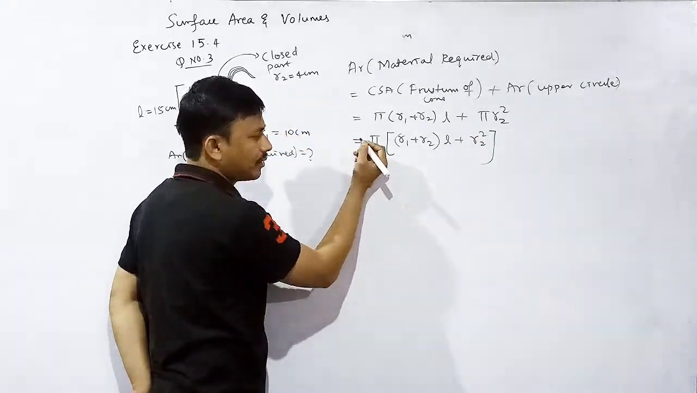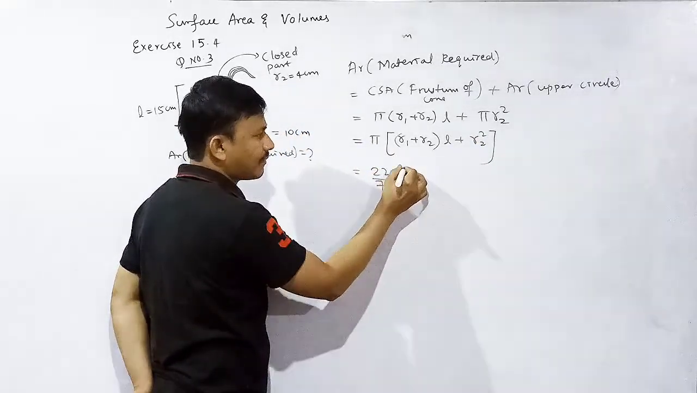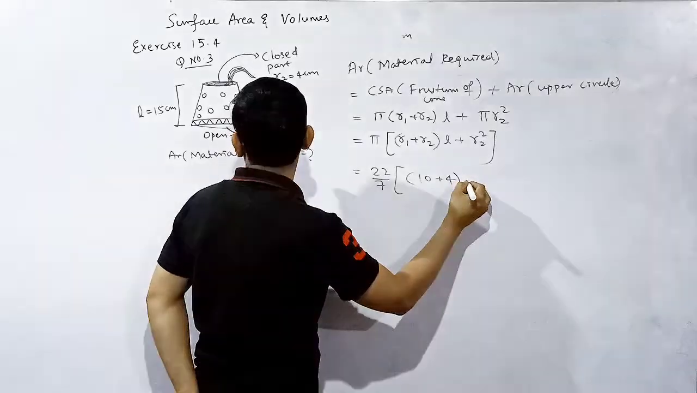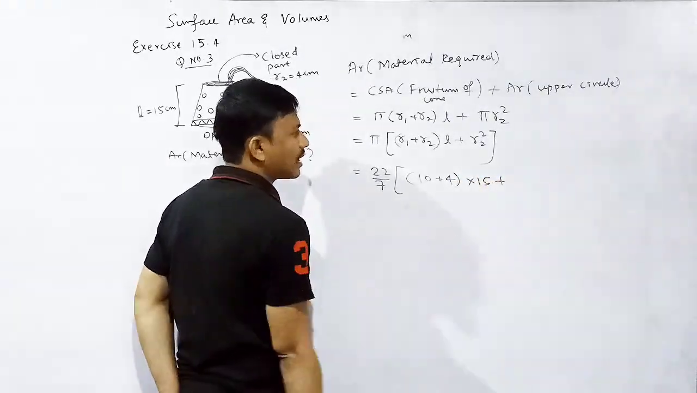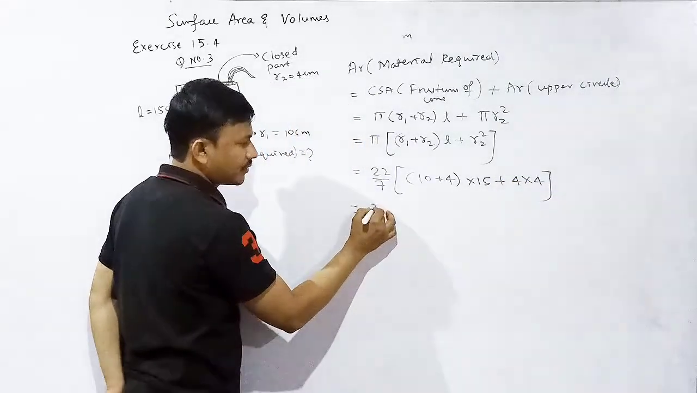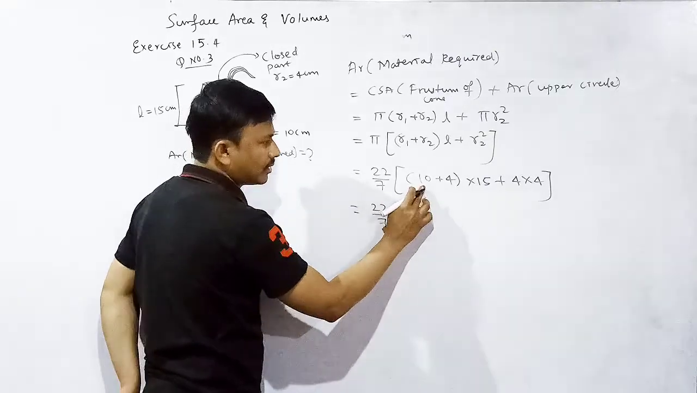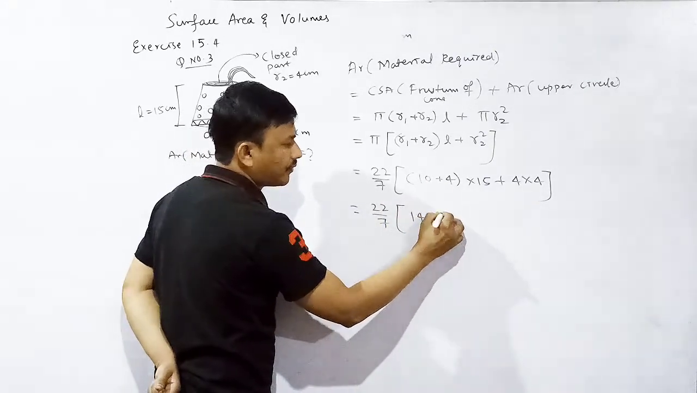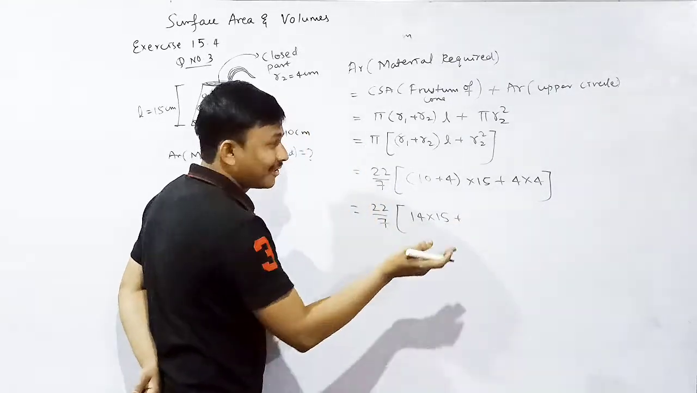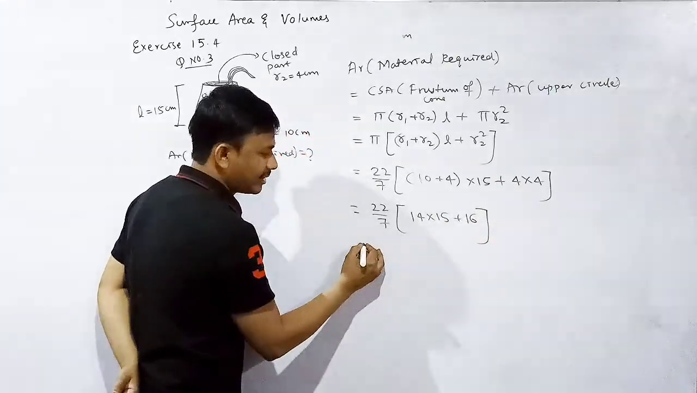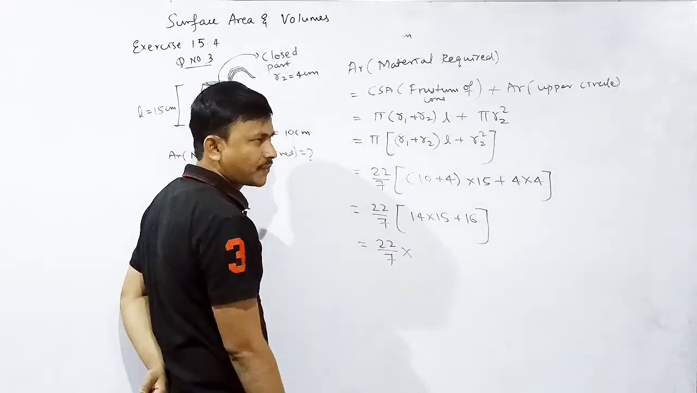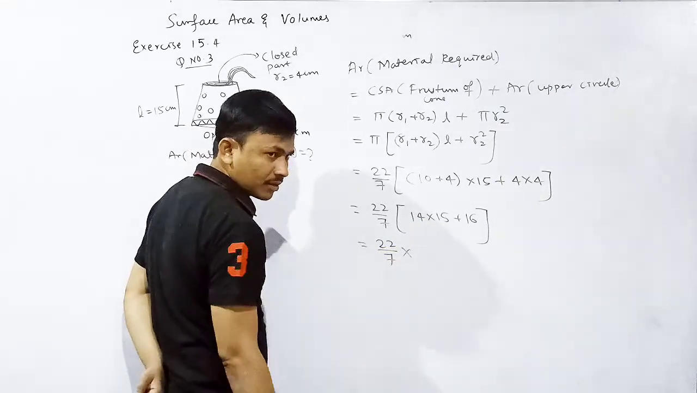This is equal to pi value 22 divided by 7 in bracket. What is R1 value? 10 plus R2 value 4. What is the slant height? 15 plus what is R2 here? 4 into 4. This is equal to 22 divided by 7 in bracket 14 into 15 plus 8, 4 fours are 16. This is equal to 22 divided by 7 into 14, 14 is 196 plus 14, 210, 210 plus 16, 226. Yes or no?